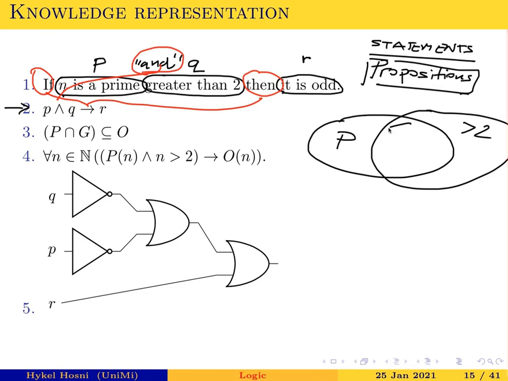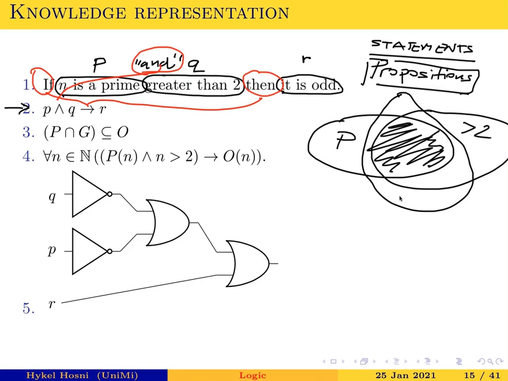And so this is the intersection. Those are the prime numbers which are greater than 2, okay? So what this compound statement is saying is the following. If you pick any, let me just change the color. Suppose you pick a number which is prime.